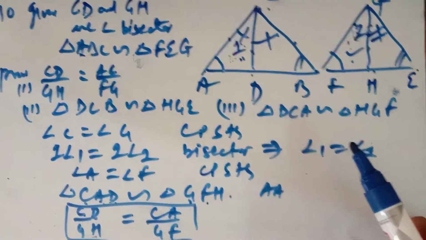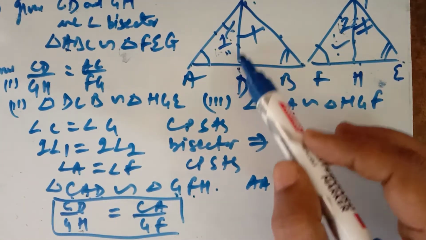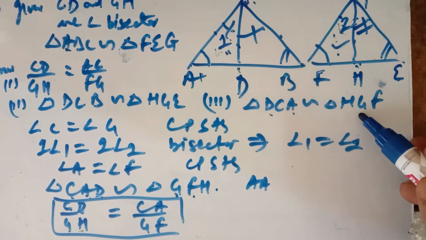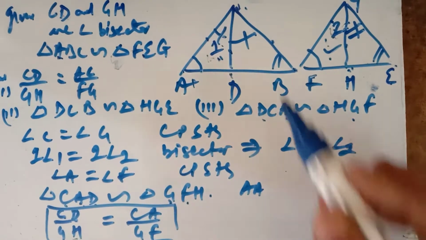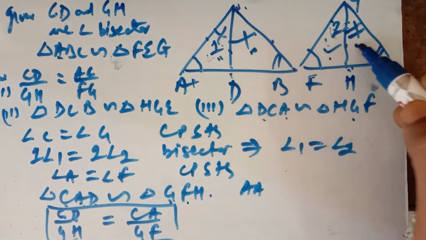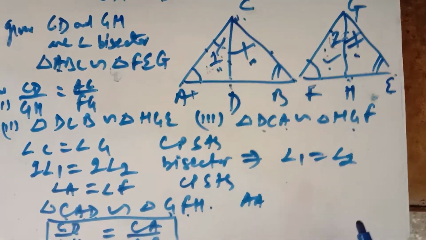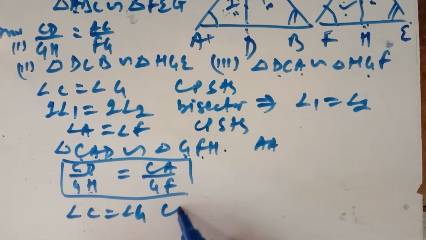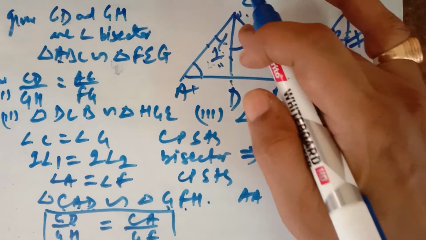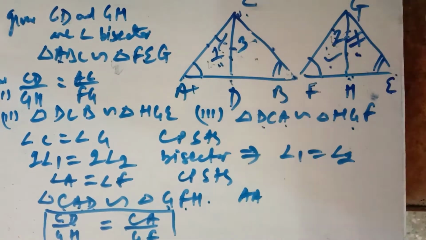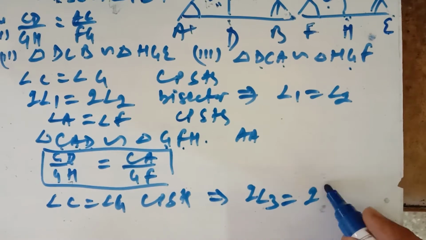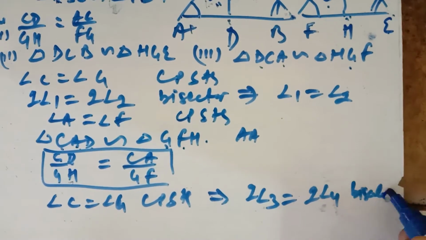We can prove that they are similar as we have done with these two triangles. And in the third part, you have to prove that triangle DCA and triangle HGF, which we have already proved, are similar. Now, similarly, angle C is equal to angle G, corresponding parts of similar triangles. Now, if we let this angle be 3 and this angle be 4, in place of C you can write twice of angle 3, and here you can write twice of angle 4, because these are bisectors.